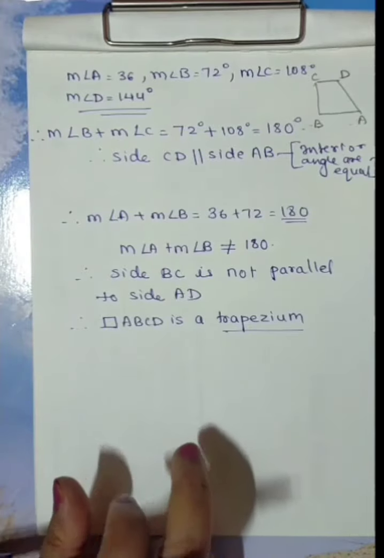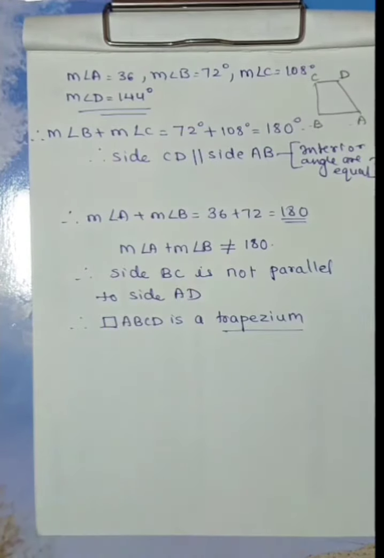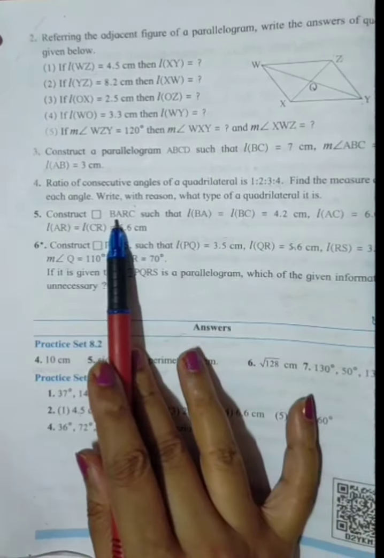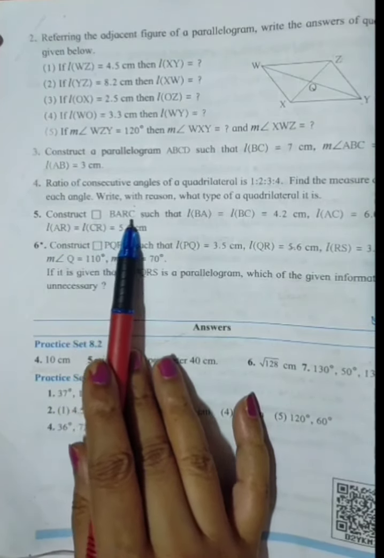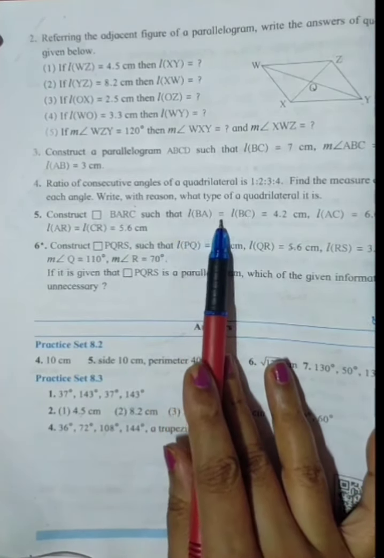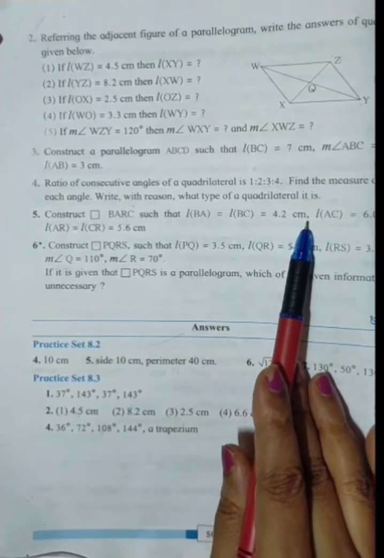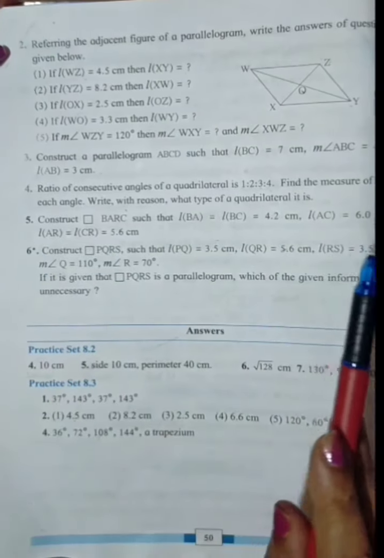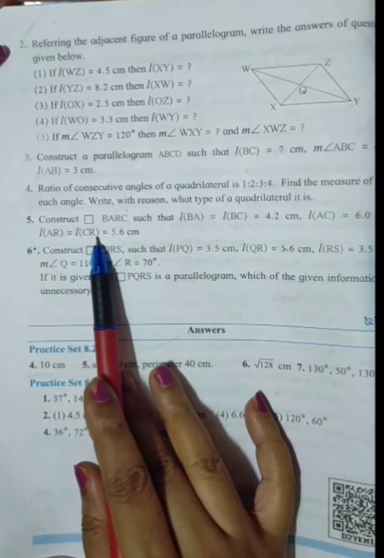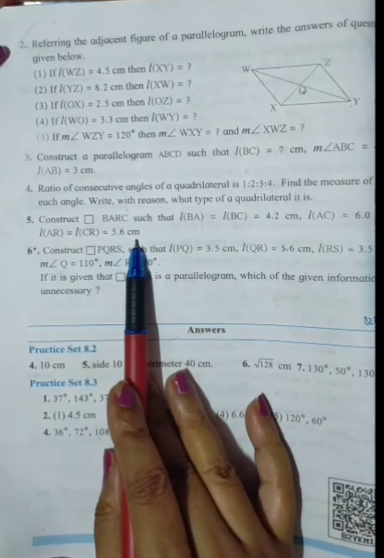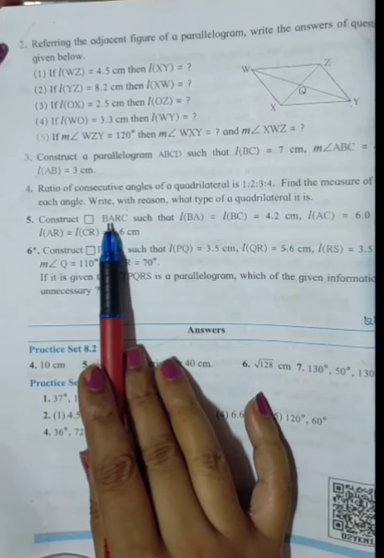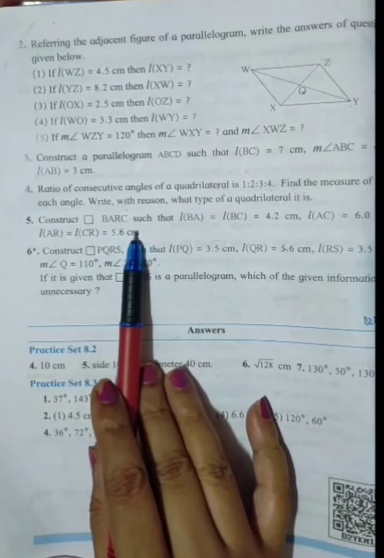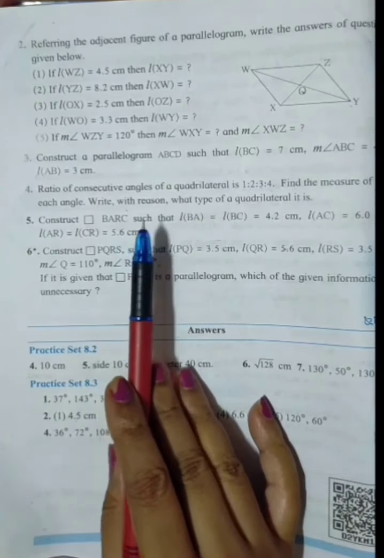Now we are going to solve question number 5 of practice set 8.3. Question number 5: construct quadrilateral BARC such that length of BA is equal to length of BC is equal to 4.2 centimeter, length of AC equal to 6.0 centimeter and length of AR is equal to length of CR equal to 5.6 centimeter. So we have to construct a diagram of BARC. Okay, so we are going to do that. First I will draw the rough diagram of it. So let me start.